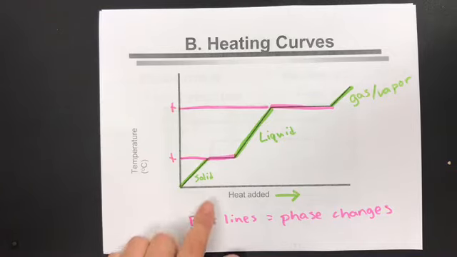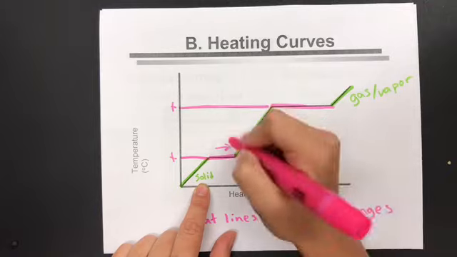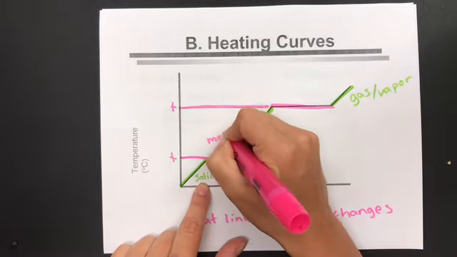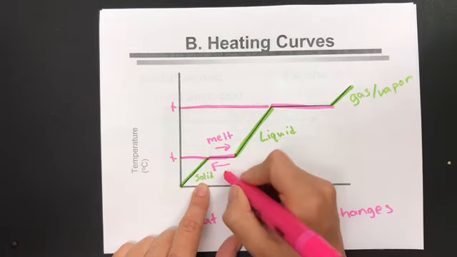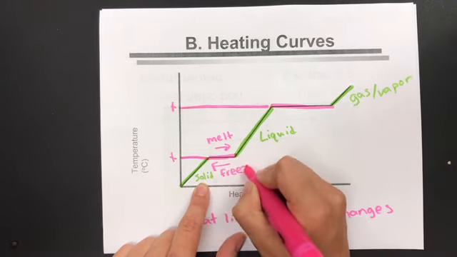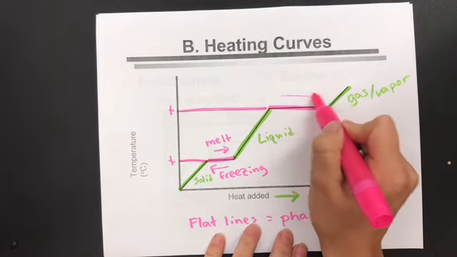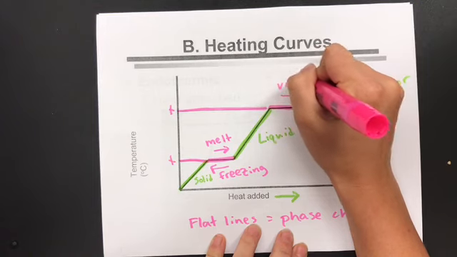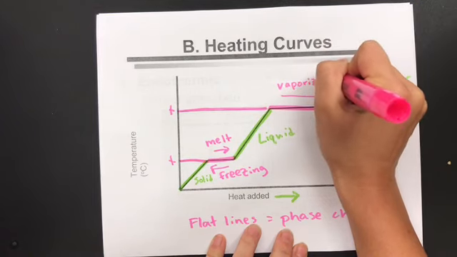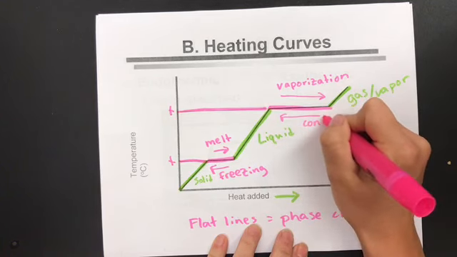So you just got to look at what's happening. As you go from solid to liquid, as you go this way, that means you are melting. Okay, the other way, liquid to a solid is freezing. You've got to know the direction. I could give you an arrow. You got to be able to tell me what phase change is happening. Here, if we go this way, liquid to a gas, that is vaporization. Other way, complete opposite, condensation.